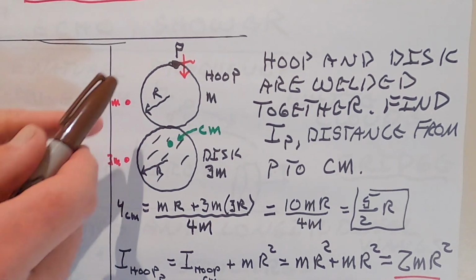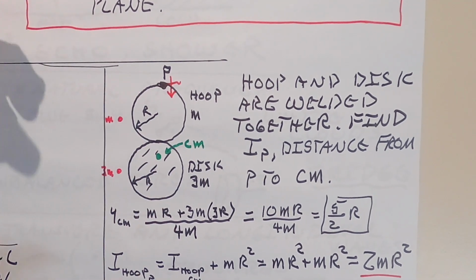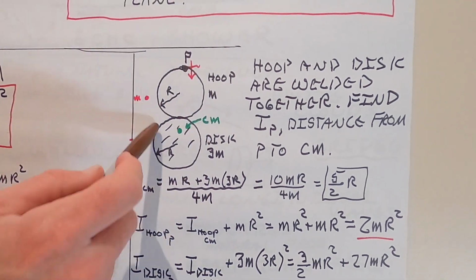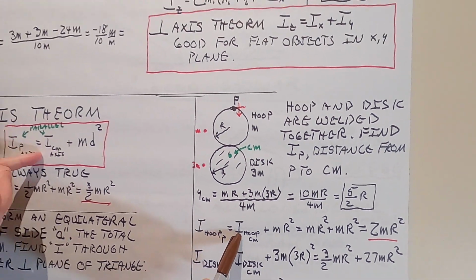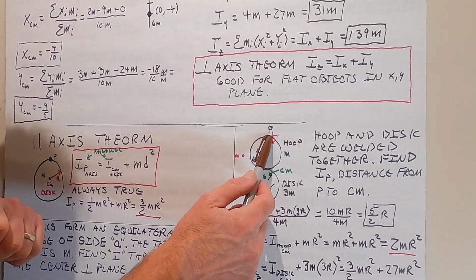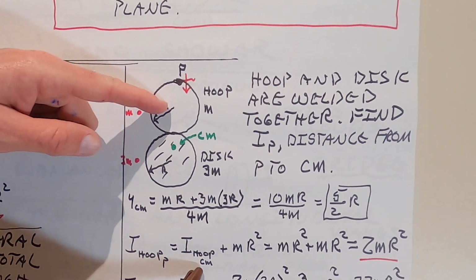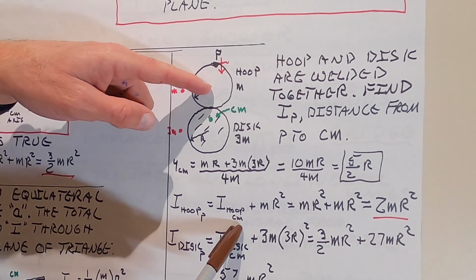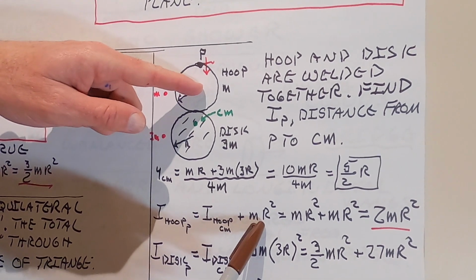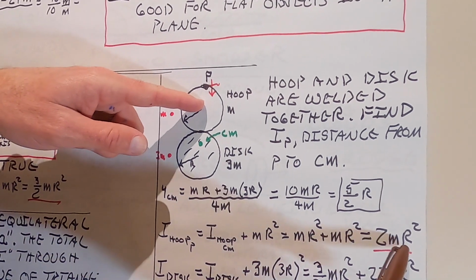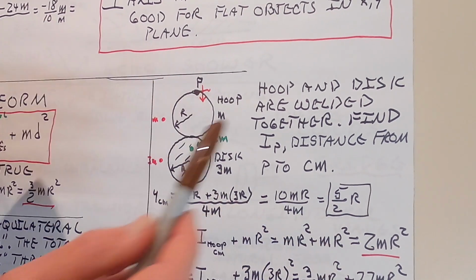Now, if I wanted to find the I about this for the two pieces welded together, we'll first do it for the hoop right here. We'll use the parallel axis theorem. I about the hoop about this point. So first, it's I about the center of the hoop, which is mr squared, plus the mass of the hoop times that distance squared, which is another mr squared, which just gives you 2mr squared.